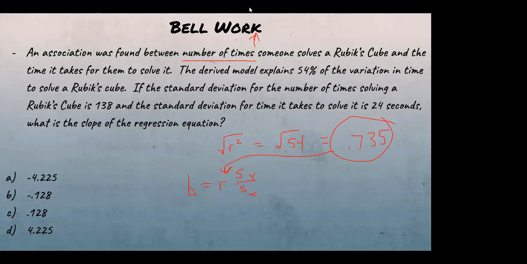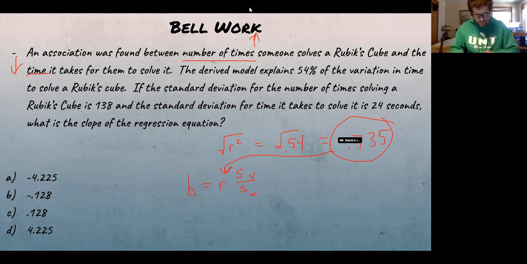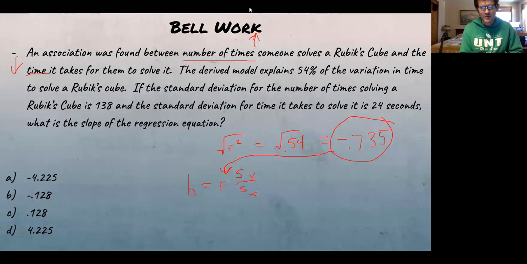Faster. So if it's faster, the more often you solve it, then the time should be going down. So if one variable goes down as the other goes up, then that is showing it's going to be a negative correlation. Okay, so now, as long as you have a negative correlation, then you know that it has to be a negative slope because your standard deviations are always positive. So the only thing that can turn your slope negative is by having a negative correlation.